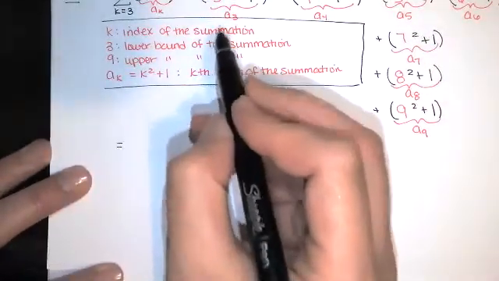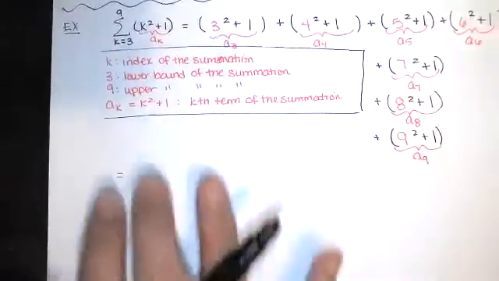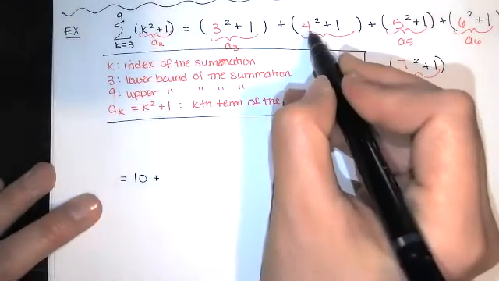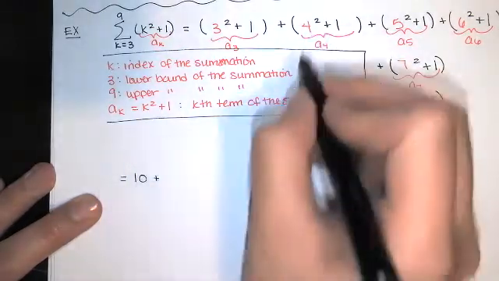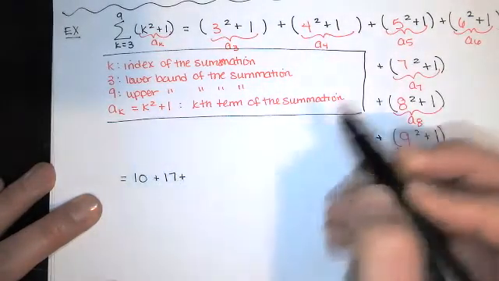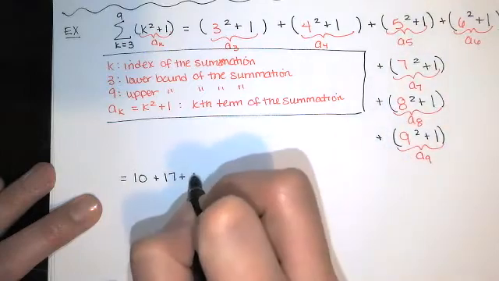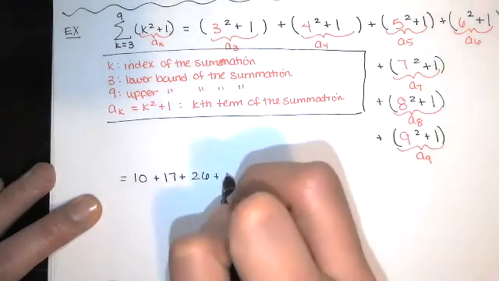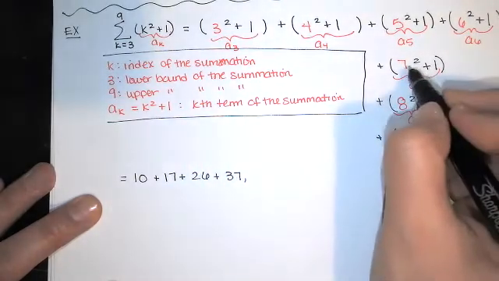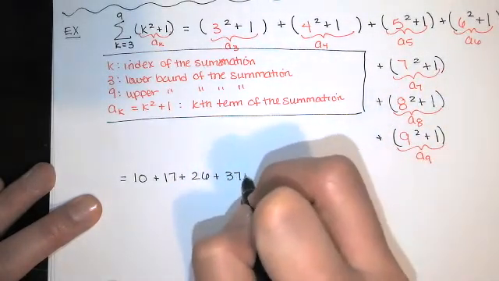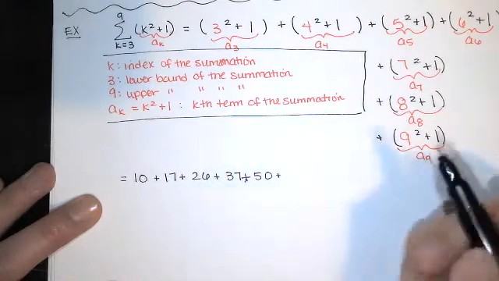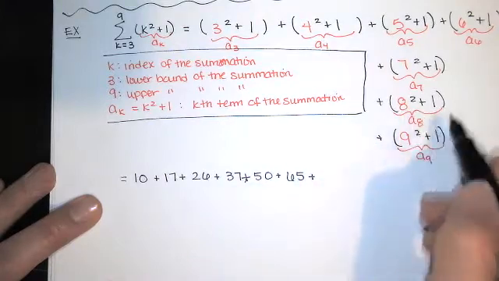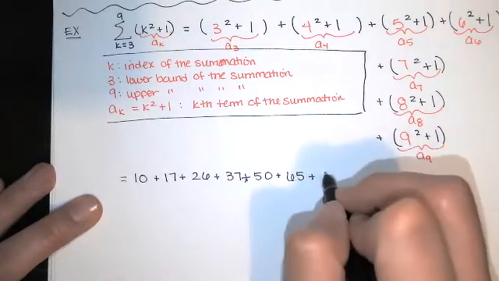So a sub 3, that's 3 squared plus 1, that's 10. Then we've got 4 squared plus 1, that's 16 plus 1 is 17. 5 squared plus 1, that's 25 plus 1 is 26. Then we've got 36 plus 1, it's 37. 49 plus 1, oops, that's 50. 64 plus 1 is 65. And then the last one is 81 plus 1, that's 82.